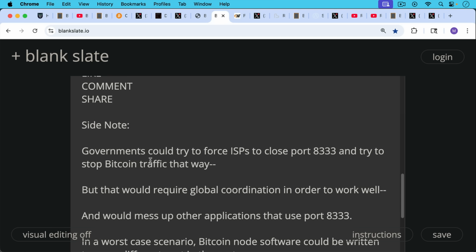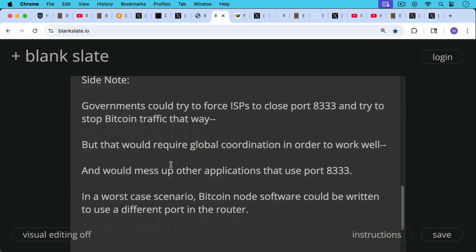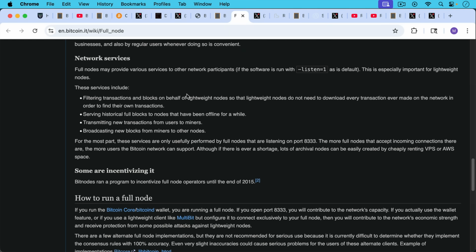And the other reason they're probably not going to do this, this would mess up other applications that use port 8333. And then when you have governments running nodes themselves, as the US government presumably is doing now, then this would be another reason for governments not to mess with these ports. But in a worst case scenario, Bitcoin node software could be rewritten to use a different port in the router. So this isn't a real attack vector.